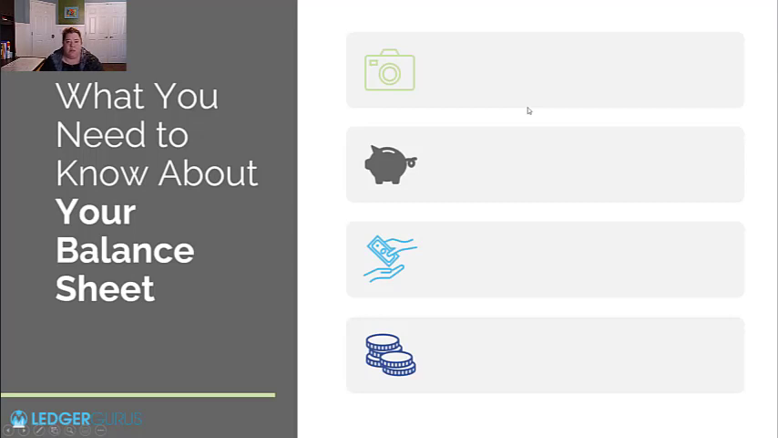A couple of things you need to understand about your balance sheet: first and foremost, it is a snapshot of a single point in time, as opposed to the profit and loss that we talked about in some of our other videos, which looks at your business performance over a period of time. If I were to say, for example, how much money did I make? The question would be, over what period of time? Was it last year? Was it last week? That's what the profit and loss covers. The balance sheet says what were the balances of my assets, liabilities, and equity as of a point in time.